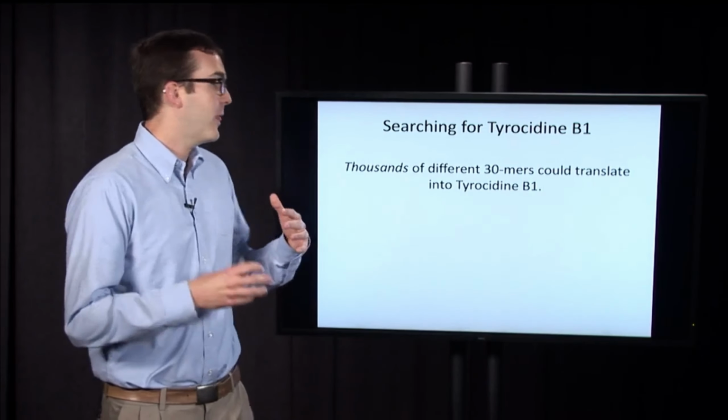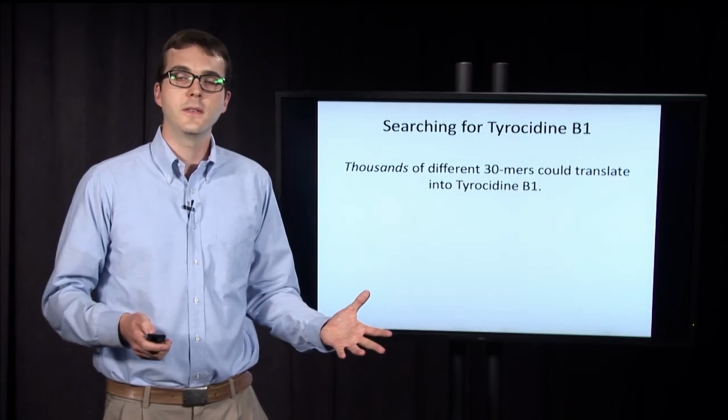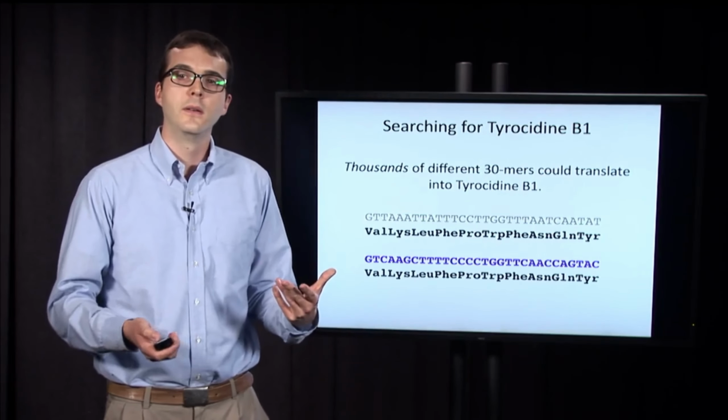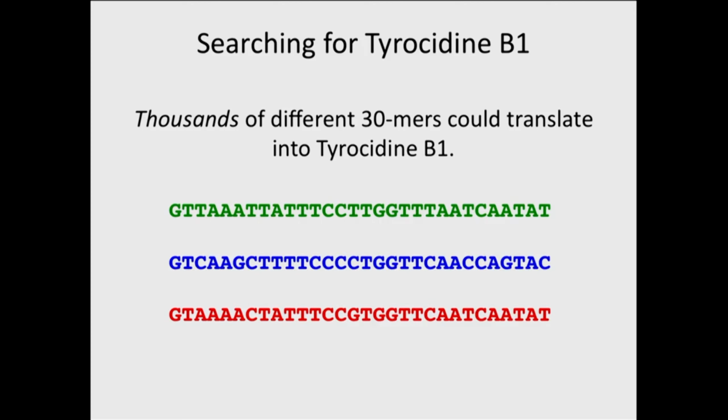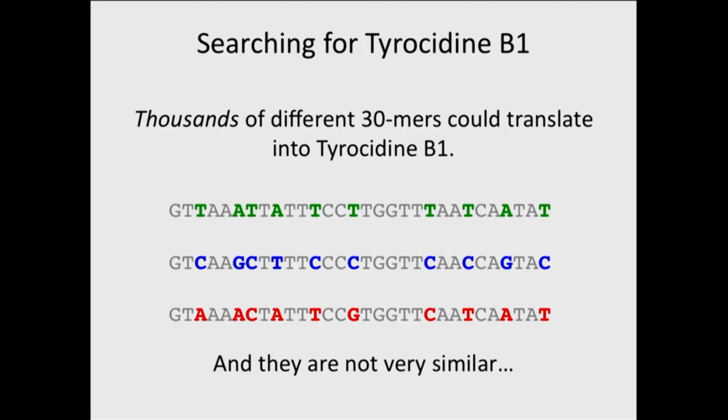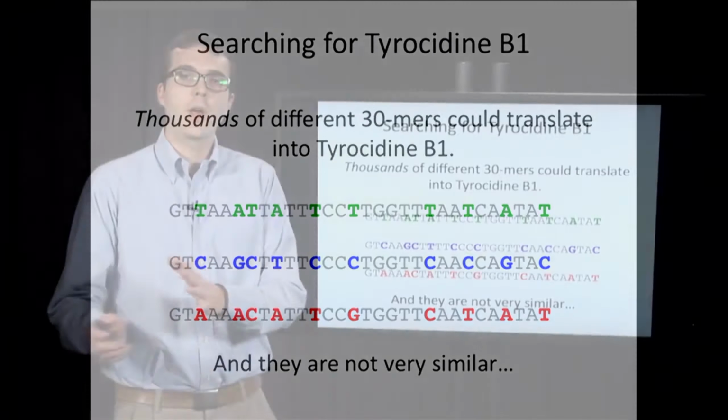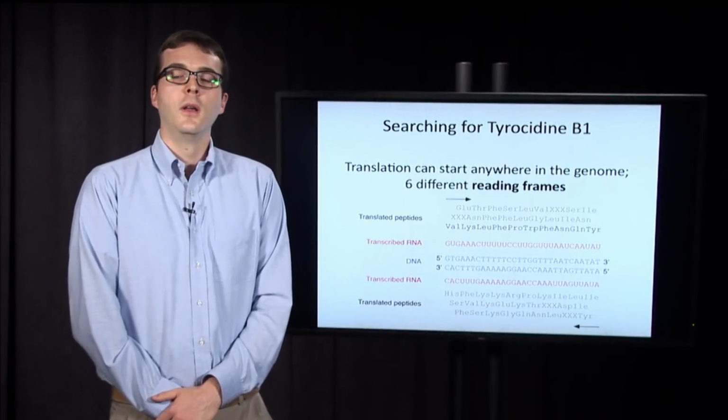Unfortunately, there are going to be thousands of different 30mers that could do this. So I'll show 3 here, right? Notice that each of these 3 DNA strings gets translated into the same string of amino acids. And if we look at the 3 different DNA strings, we can notice that they're not very similar. So there are thousands of different ones, and they're not very similar, so we can't really draw conclusions by trying to reverse the process of translation.